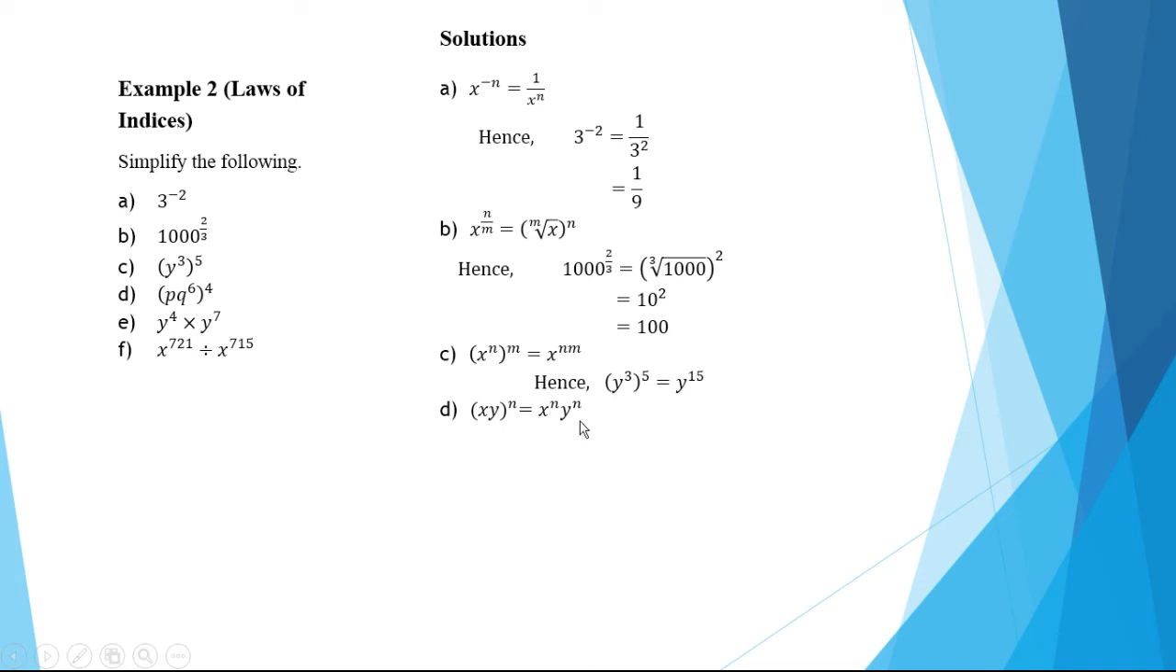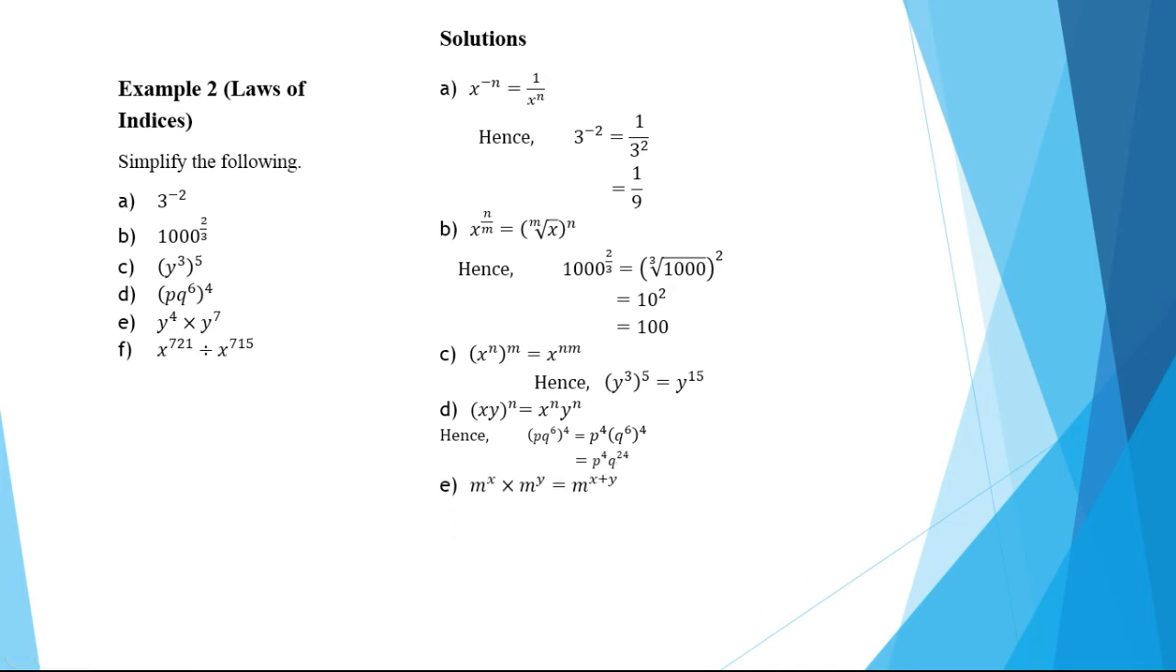Alright, so applying this law, we get (pq^6)^4 is as good as saying p^4 (q^6)^4. So this one remains the way it is. There's nothing to work out. But then the q^6, you have to work it out. You multiply the 6 and the 4, what do you get? q^24.